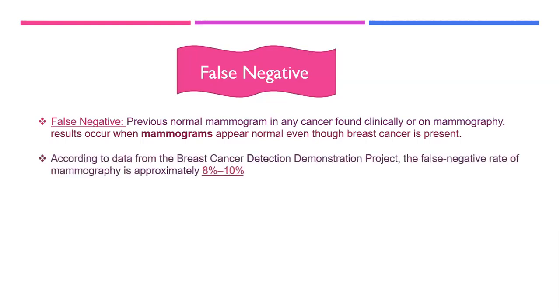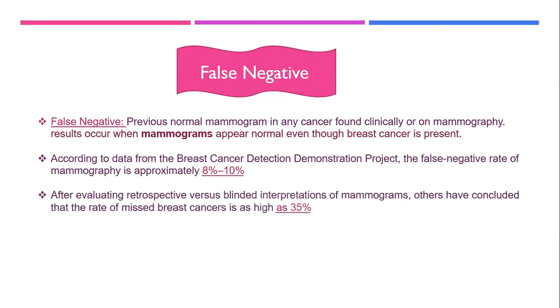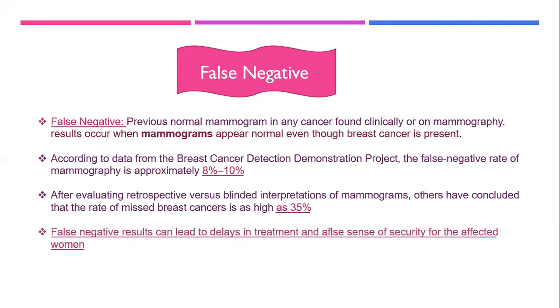According to data from the Breast Cancer Detection Demonstration Project, the false negative rate of mammography is approximately 8 to 10%. And after evaluating retrospective versus blinded interpretation of mammograms, others have concluded that the rate of missed breast cancer is as high as 35%. The importance of false negatives is that the result can lead to delays in treatment and a false sense of security for the affected woman.